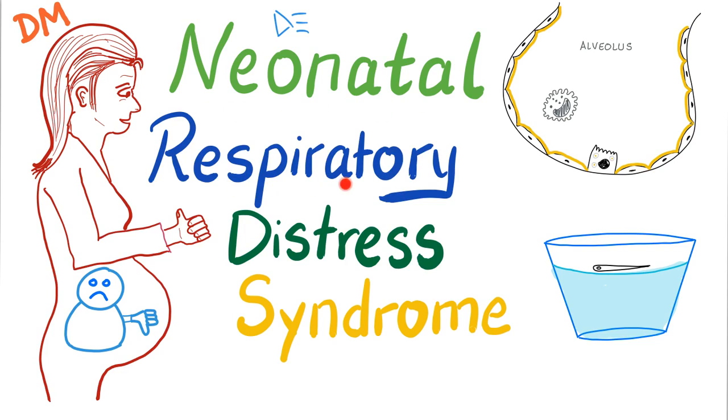Today we'll talk about Neonatal Respiratory Distress Syndrome, or NRDS. Mommy has diabetes, for example. Mommy is having hyperglycemia, thumbs up, but the baby is having hypoglycemia, thumbs down. This baby has lots of insulin. Insulin inhibits the production of surfactant. When you have less surfactant, you have higher surface tension, you have a higher likelihood that your lungs may collapse. With that being said, now let's get started.